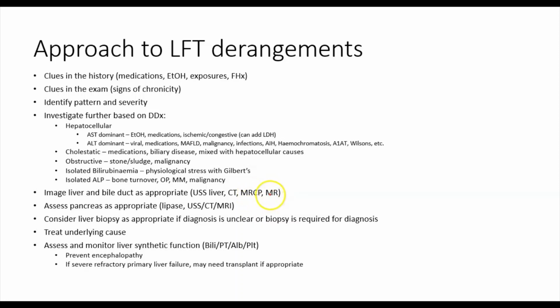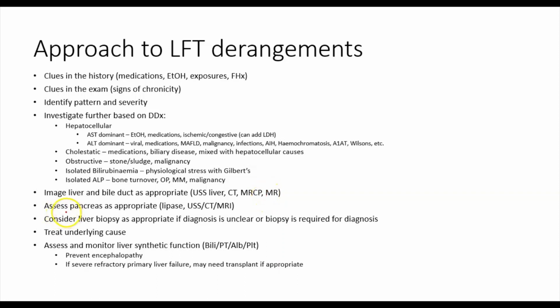MRI scan of the liver or pancreas is particularly good to look for things like malignancy. It is so good that we can often make a diagnosis of hepatocellular carcinoma now radiologically, although biopsy should still be considered if the findings are not clear.